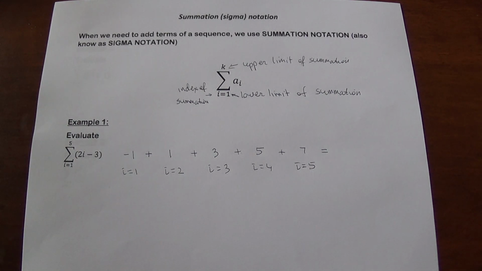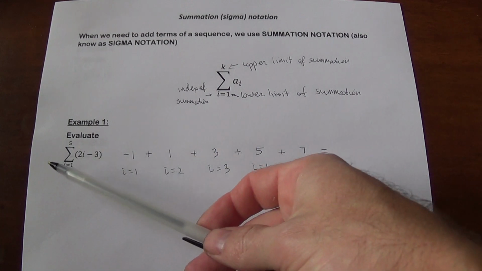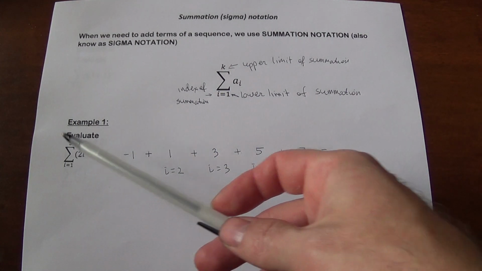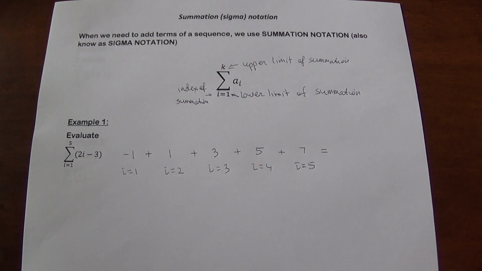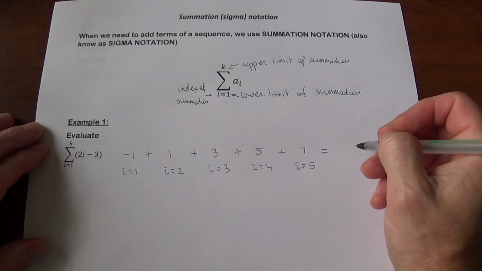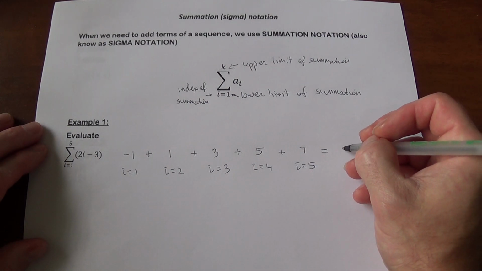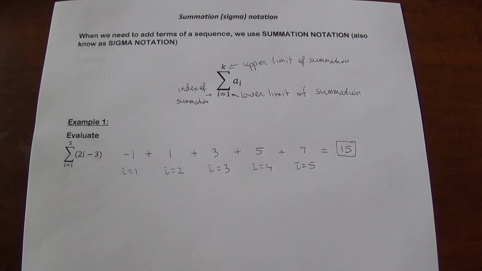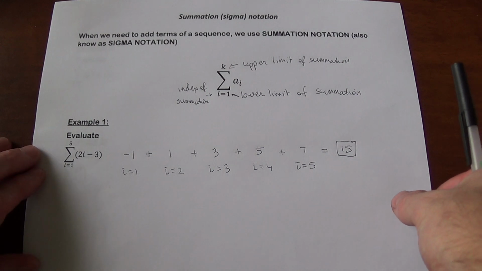How do we know we are adding numbers? That's what that letter here is telling you. That letter sigma means we are looking for the sum of the terms of the sequence. Okay? So we're going to do negative 1, plus 1, plus 3, plus 5, plus 7. That is going to give us a total of how much? 15, right? So that is the answer here. Alright? Let's take a look at another example.